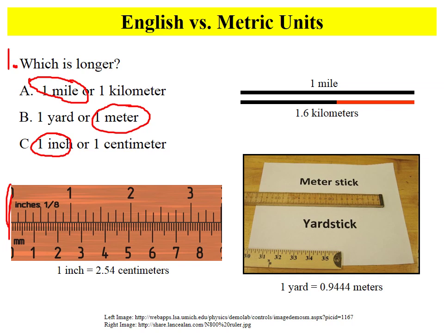Likewise, for number 2, the first part, 1 mile is equal to about 1.6 kilometers. 1 yard is equal to about 0.9444 meters. And 1 inch is equal to about 2.54 centimeters.